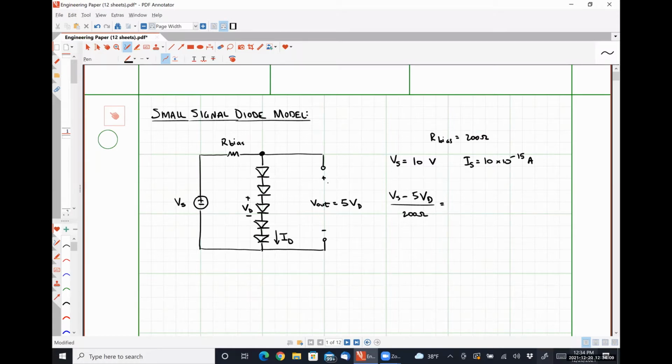equal to my diode current, which is the current flowing out, where my diode current is IS EXP of VD divided by 26 millivolts. And you guys get your calculators out and tell me what VD and V out should be.